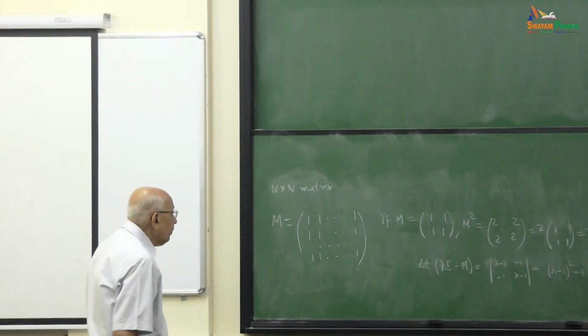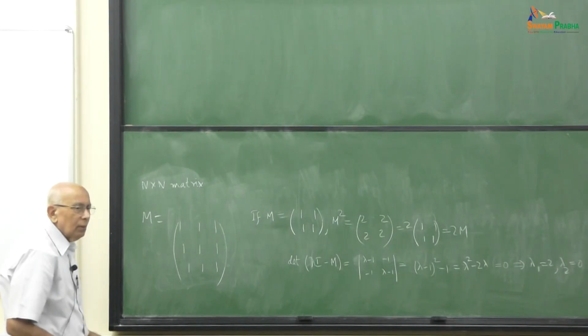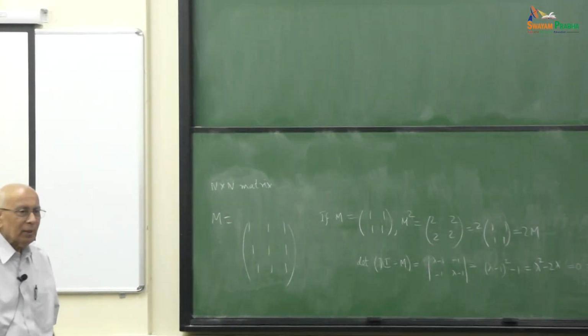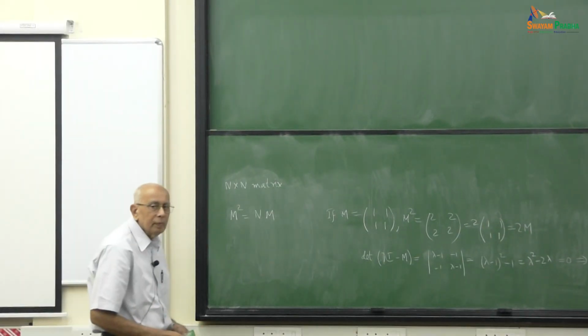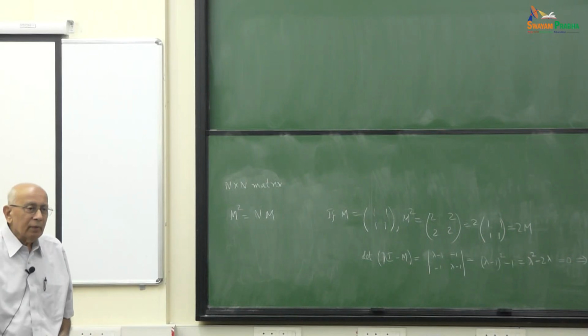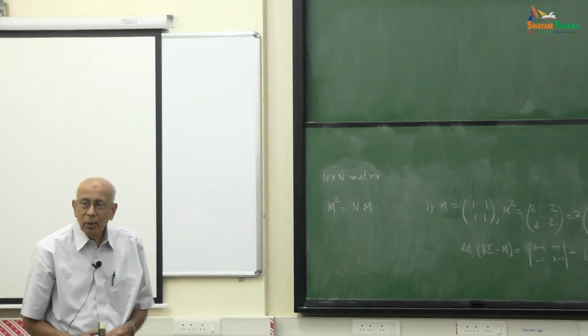What do you think will happen if I take M equal to a 3 by 3 matrix? What is M squared? 3, 3, 3. So what's the general pattern? M squared is n times M. What do you think are the eigenvalues of this matrix? N and 0, but it must have capital N eigenvalues. It's an n by n matrix. You have to tell me.